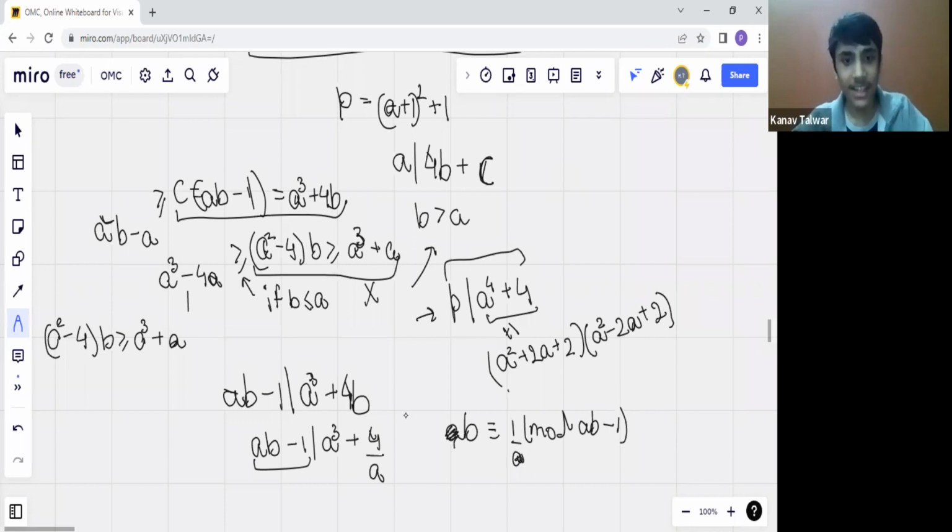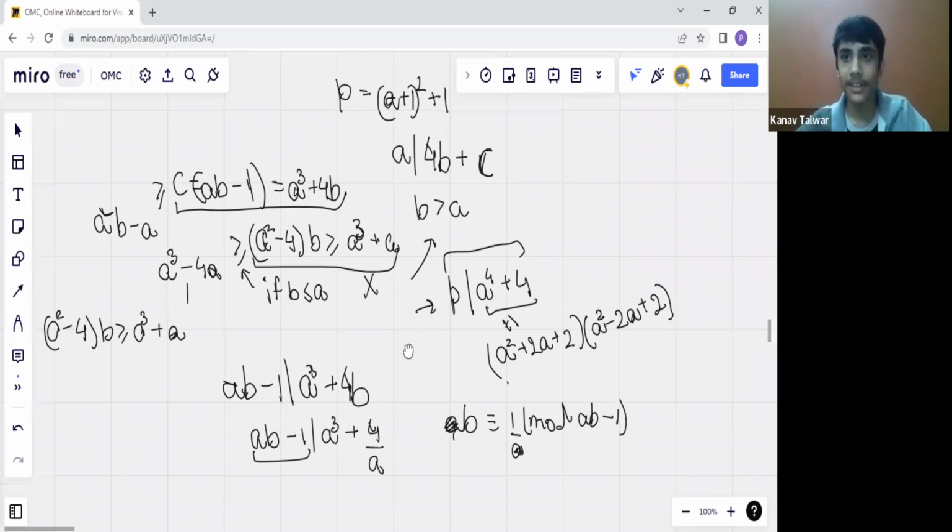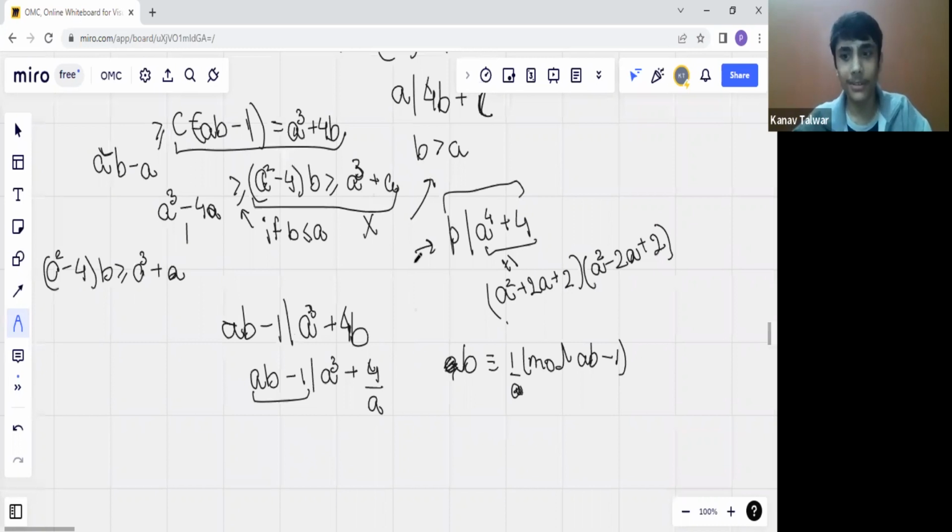Fine. Is this clear? Is any step going too quick? Are people following? Should I repeat from which part? Hello, am I audible? Did the audio die? No, it's fine.